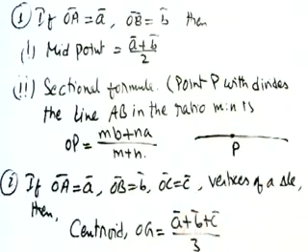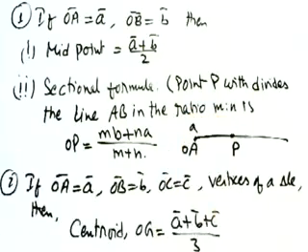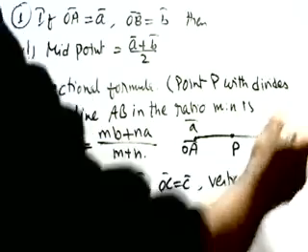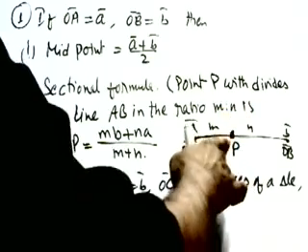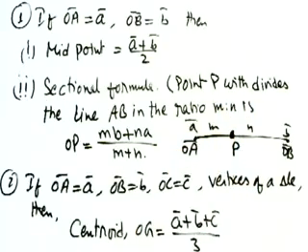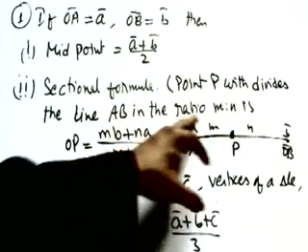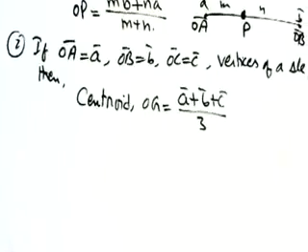And when we have to find some point P, we use the section formula. Suppose this is OA represented by vector a, and this is OB represented by vector b, and suppose the ratio is m is to n. The point P, which divides the line AB in the ratio m is to n, is given by (mb plus na) by (m plus n).